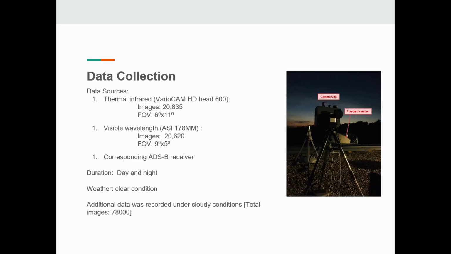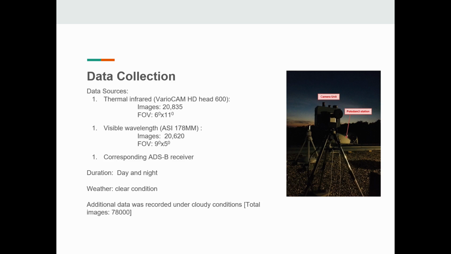The data we collected is from 2 cameras. One is a thermal infrared camera, the VarioCam HD 600, and we collected 20,000 images. It has a field of view of 6 degrees horizontal versus 11 degrees vertical. The other one is a visible wavelength camera, the RZ178 mm, and for that also we captured 20,000 images. It has a field of view of 9 degrees horizontal and 5 degrees vertical.